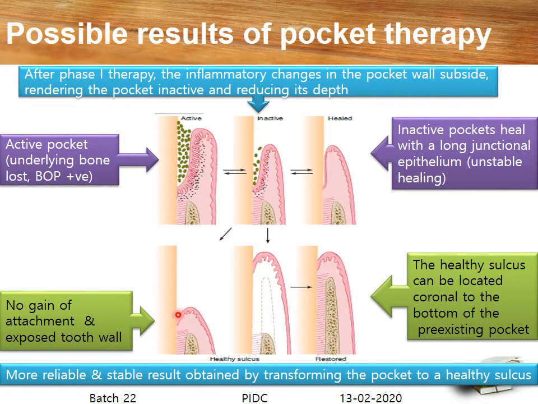the physiological sulcus depth is around 2 to 3 mm. And another thing is that we can also re-establish that the healthy sulcus can be located coronal to the bottom of the pre-existing pocket. We can re-establish a status which was previously present, for example a good periodontal ligament and alveolar bone, and a normal physiological depth of 2 to 3 mm can also be restored, which is considered to be an ideal condition but can be done. So more reliable and stable results are obtained by transforming the pocket into a healthy sulcus.